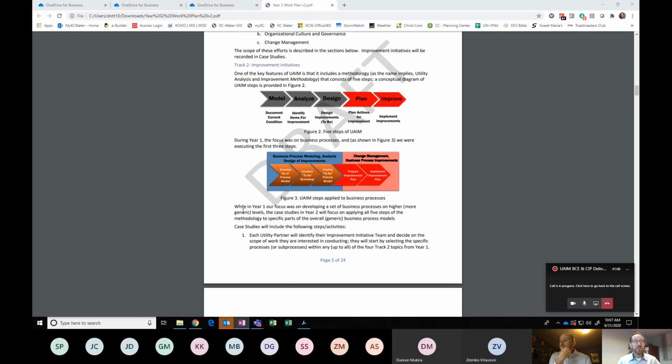Now the goal for year two is to develop some case studies and apply those general processes, and try and figure out how do we actually implement that within our specific contexts within our utilities, because each of our utilities is unique, right? So that was the discussion that we came out of.